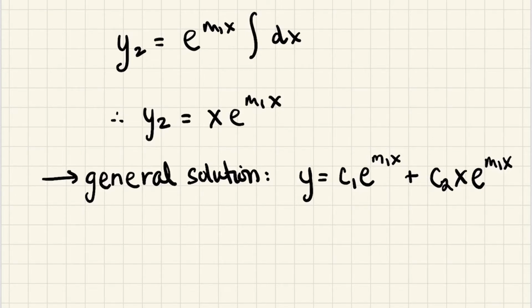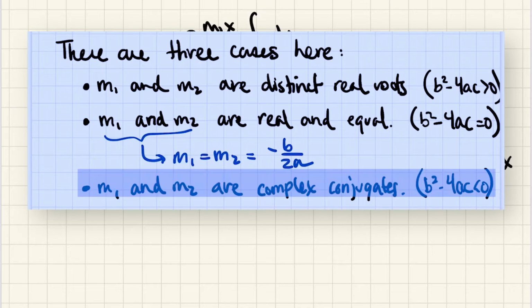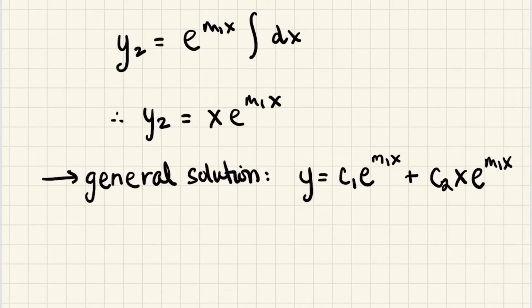Okay, so there is the third case where m1 and m2 are complex conjugates, but I'm actually going to defer talking about that third case for a little while because I want us just to get good at using what we already know at this point to solve a few examples. And that's going to give a little more clarity to the technique we're going to use for the complex conjugates case.